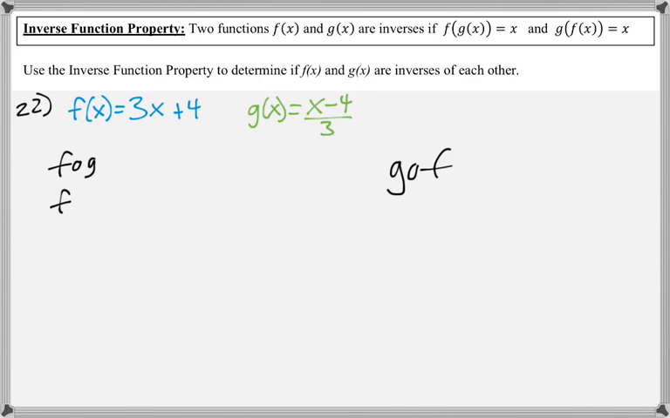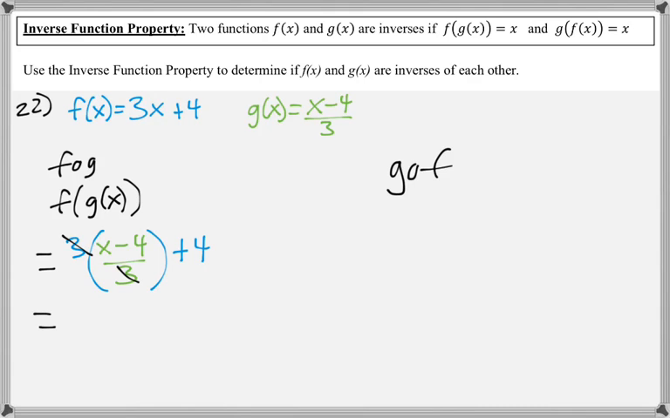So f composed with g of x, I want to plug the g function into the f function. And we see that the 3's cancel out. So this is x minus 4 plus 4. And then the 4's cancel out. So that is x. So we're halfway there.